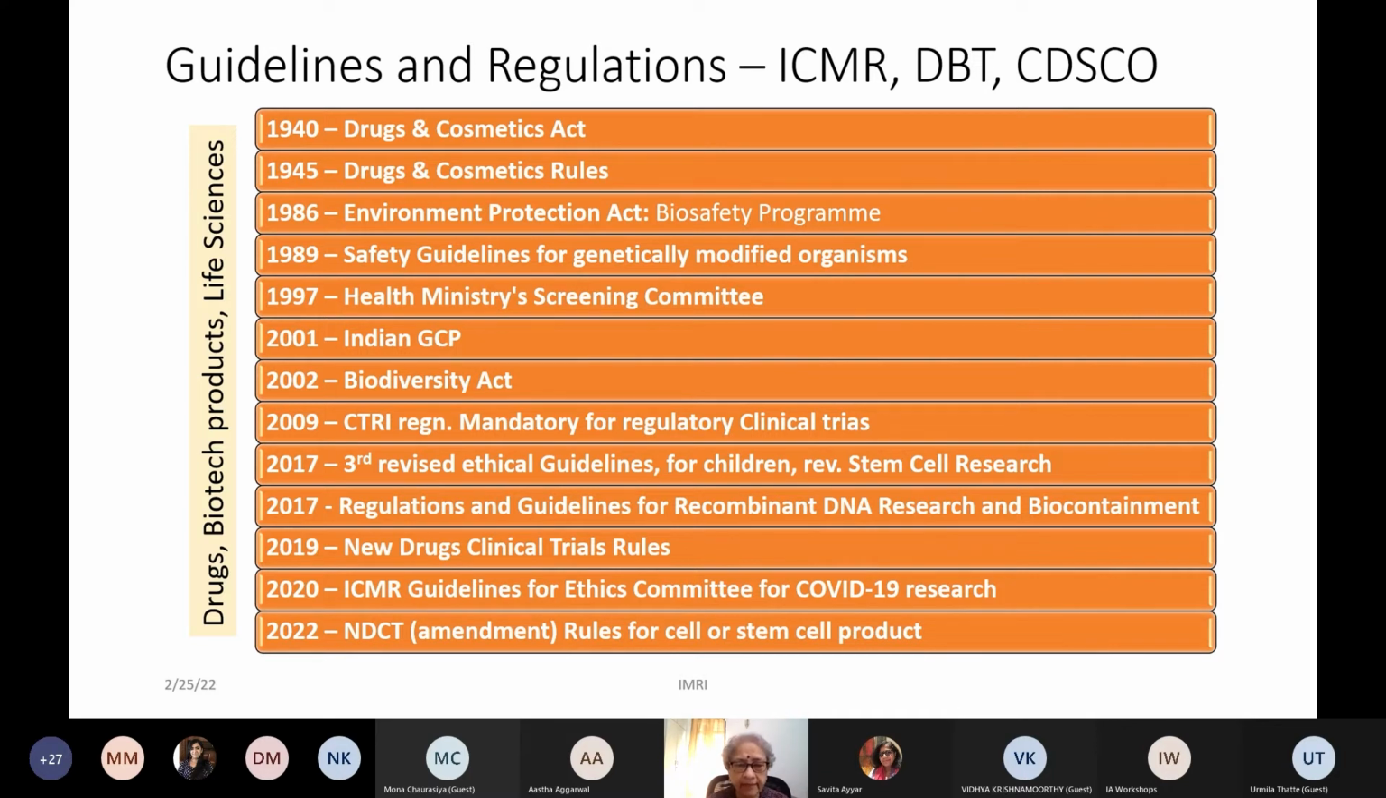In 2019, we had the New Drugs and Clinical Trials Rules, which was actually absent in the Drugs and Cosmetics Act. So this has streamlined all the amendments that had happened since 2013. In 2020, ICMR brought out another guideline for COVID research as a guidance for ethics committees. And in 2022, we have the amendment to the New Drugs and Clinical Trial Rules. These are all pertaining to drugs, biotech products, and life sciences. Next slide, please.